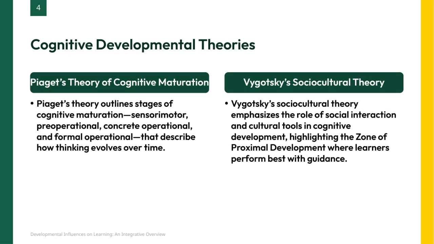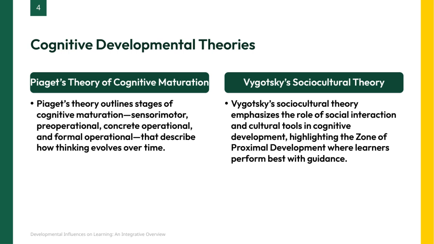Piaget's theory breaks down cognitive development into four key stages, starting with the sensory-motor stage, where infants learn through their senses and actions. Then comes the preoperational stage, where children begin to use language and symbols but still think egocentrically. Following that is the concrete operational stage, where logical thinking about concrete events develops. Finally, the formal operational stage is where abstract and hypothetical thinking becomes possible.